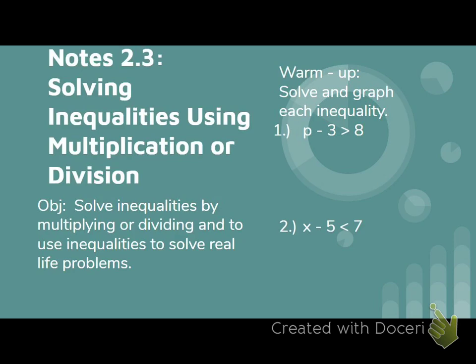For our warm-ups, this is a review of what we did yesterday. So we are going to solve these and graph our solutions. How would I solve the first warm-up? Good, we would add 3 on both sides of that inequality. We get P is greater than 11. So when I go to graph that, I'm going to count by 3s. If you wanted to count by something else, that's fine.